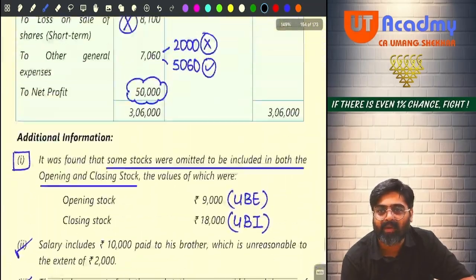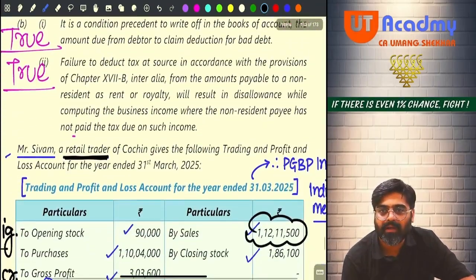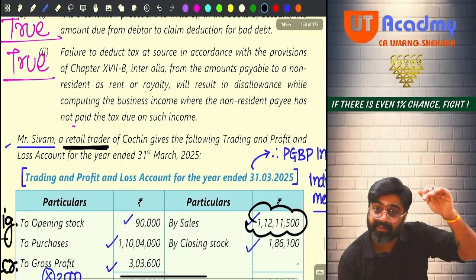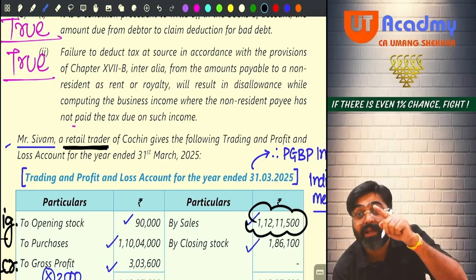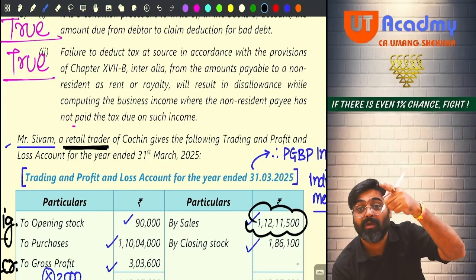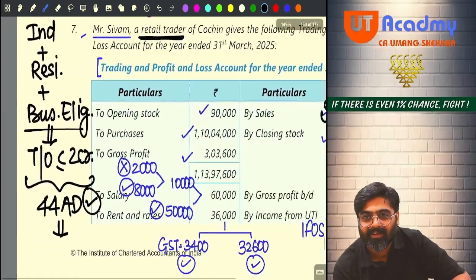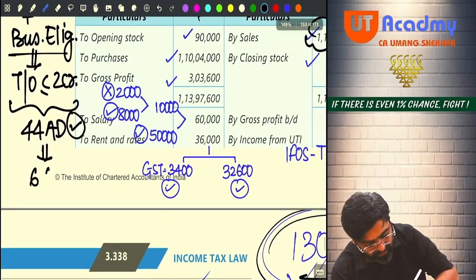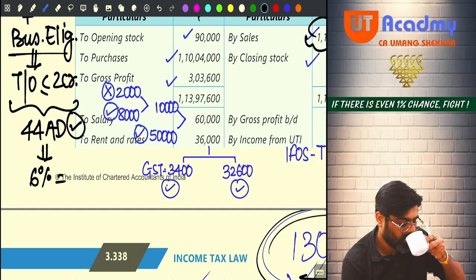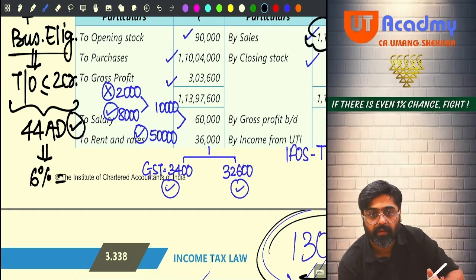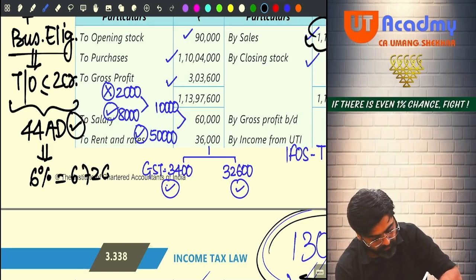Meaning that the entire turnover of 1 crore 12 lakh 11,500, this entire turnover you have received in this year only by way of prescribed modes. So for this turnover, now don't show 8%. Now you'll have to show 6%. So how much will be the 6% of that amount? Come on, tell me. Calculate. 670 to 690.